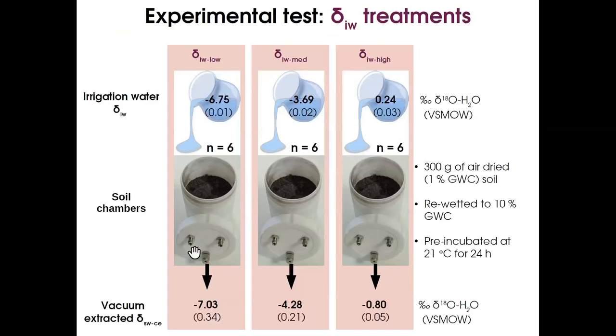So to test the idea, we conducted laboratory incubations of air dry soil. We labeled with one of three different composition waters, so we have three different water treatments. The isotopic composition of the water we physically extracted gave us three different treatments with about -7 per mil, -4.3, and about -0.8 per mil.